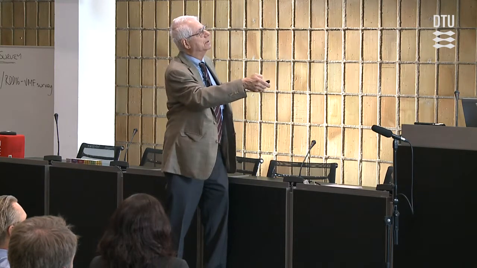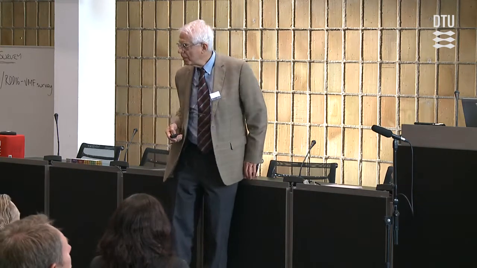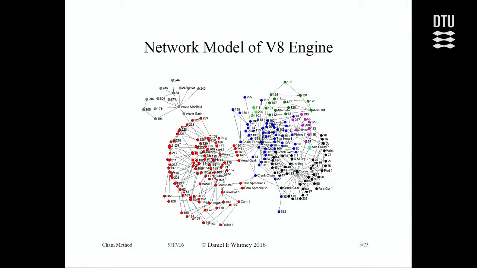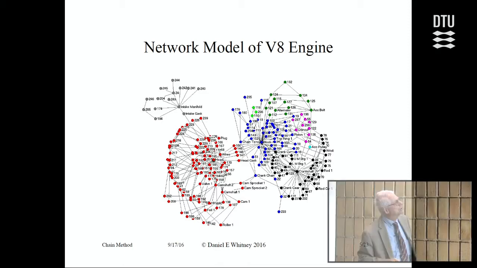Sorry. That's a V8 engine. It only has one of the valve trains. I have all the pistons, I have all the connecting rods, I have all the wrist pins, all of that stuff. Again, an algorithm like the Newman-Girvan algorithm has been used to find all of those communities.